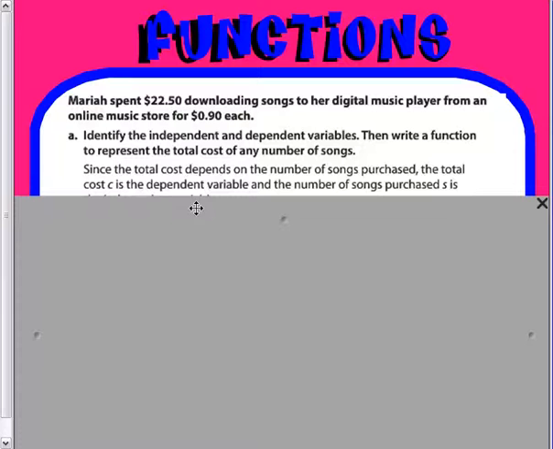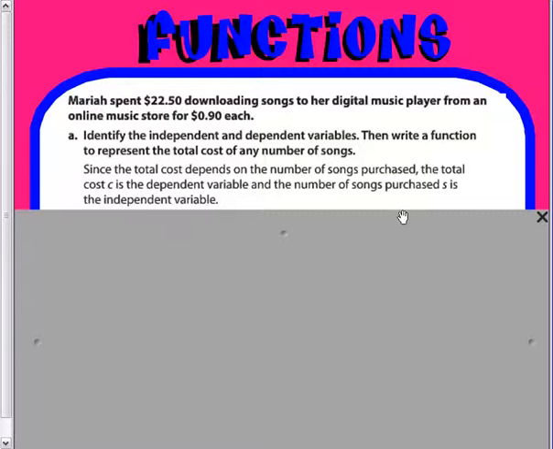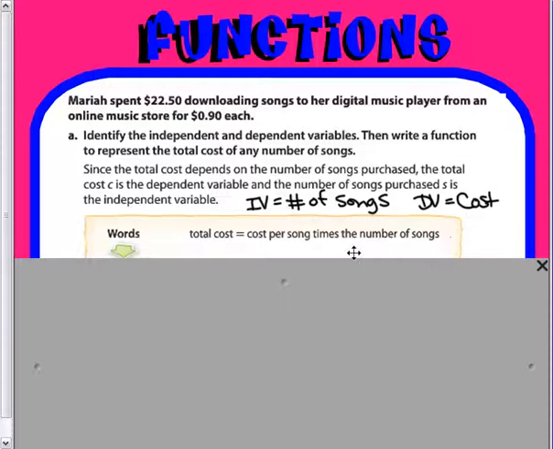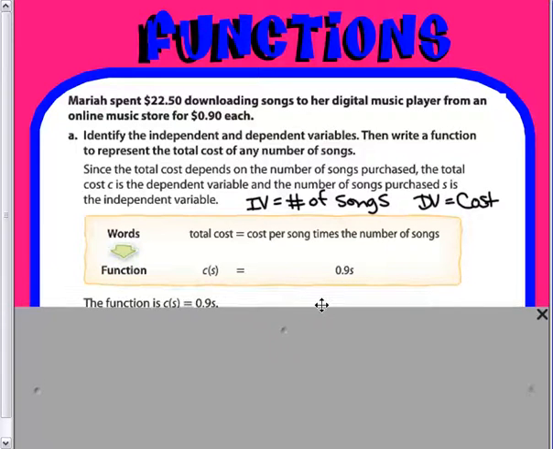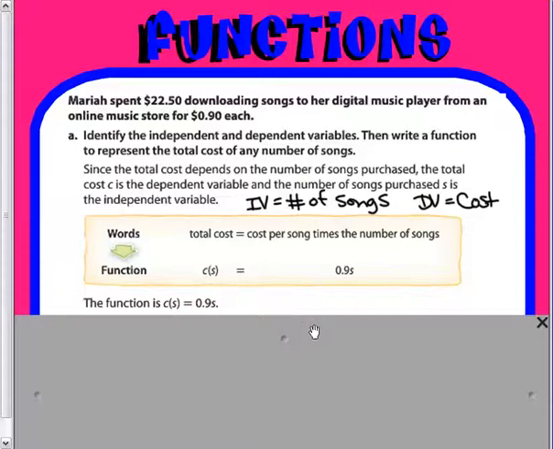Okay, so if we look at this, the total cost depends on the number of songs that she purchases. So the total cost is dependent upon the independent variable, which would be the number of songs. So your IV would be the number of songs, and your DV would be the cost. The total cost equals the cost per song times the number of songs. So C of S equals 90 cents times S.